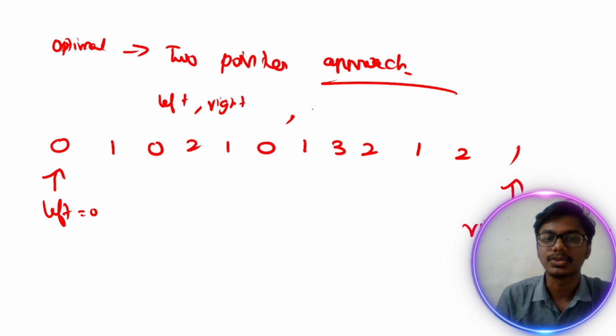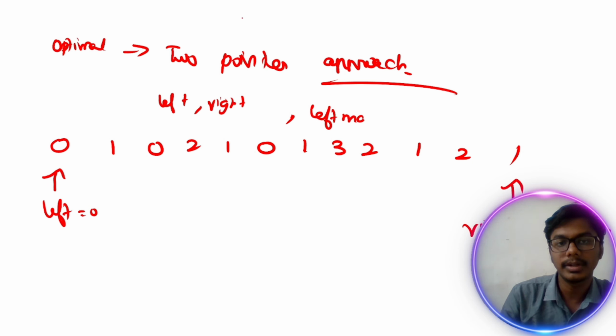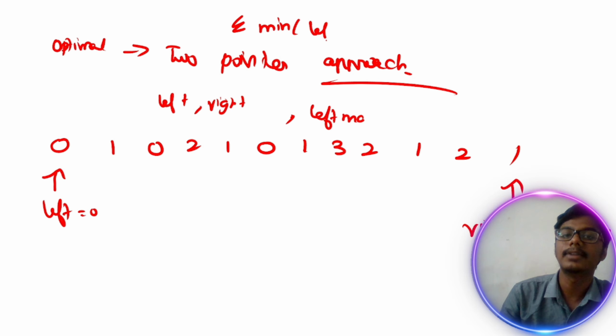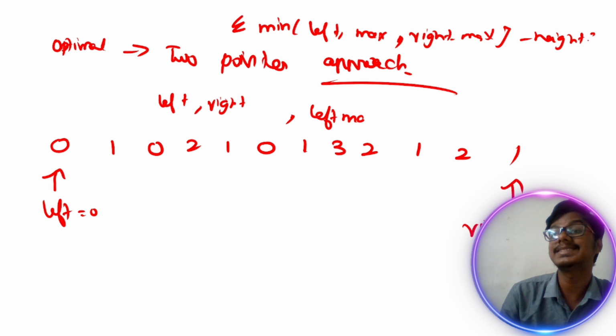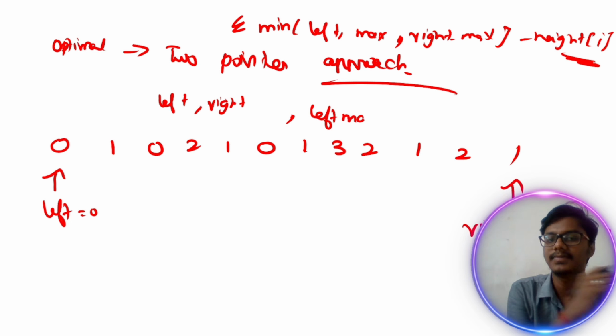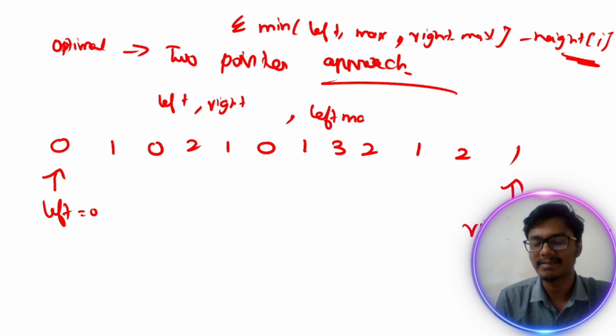Again here, I'm initializing the left max. The main formula is that we are going to sum up the minimum of left max and right max, minus the height of i. That's what we discussed in the brute force solution. This is the important formula we have discussed.